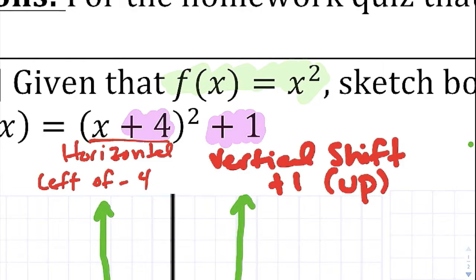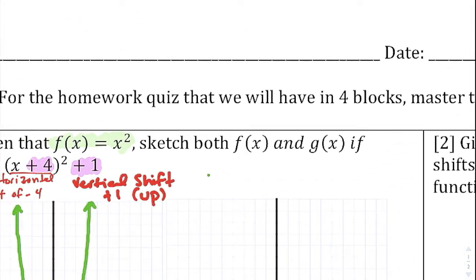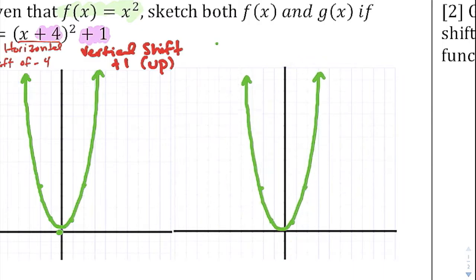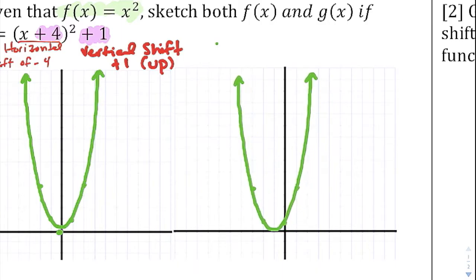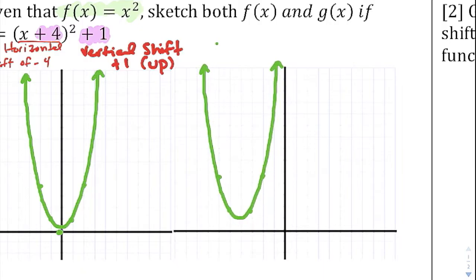I'm going to copy this over just so we have a sense of how this is moving. If we're going to shift left 4, we can track our vertex over 1, 2, 3, 4, and then we're going to shift up 1. If we're tracking points, this 0, 0 moved over 4 and then up 1, so it's now going to be -4, comma 1.